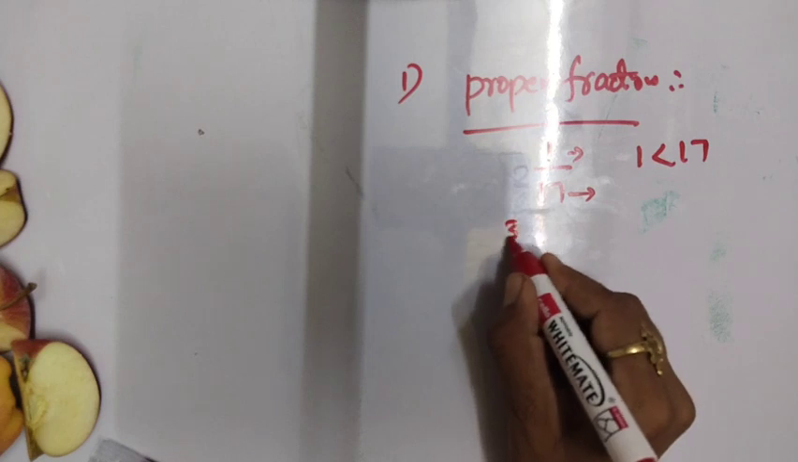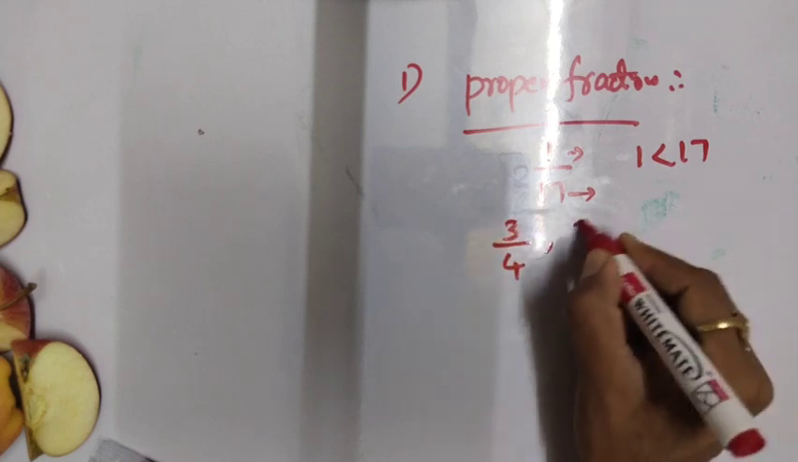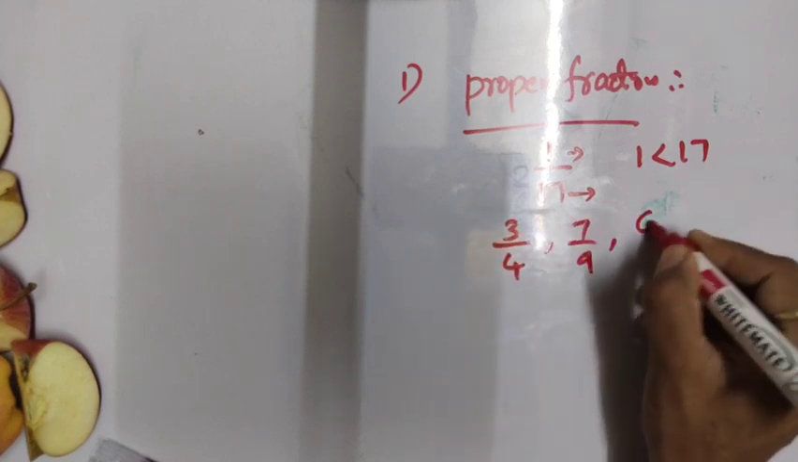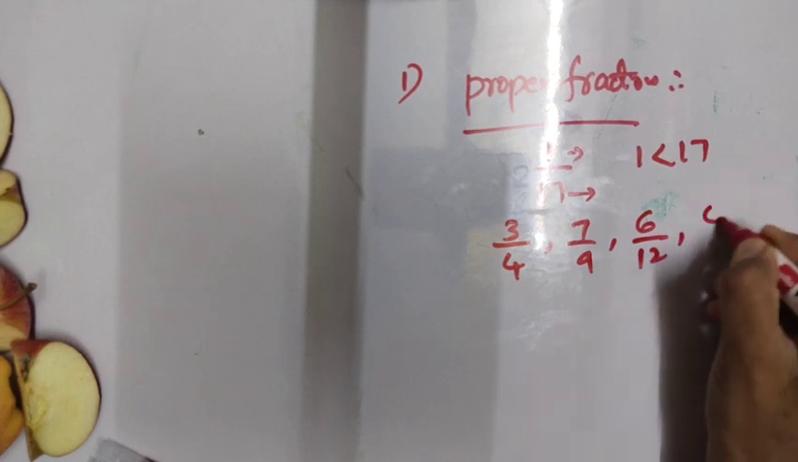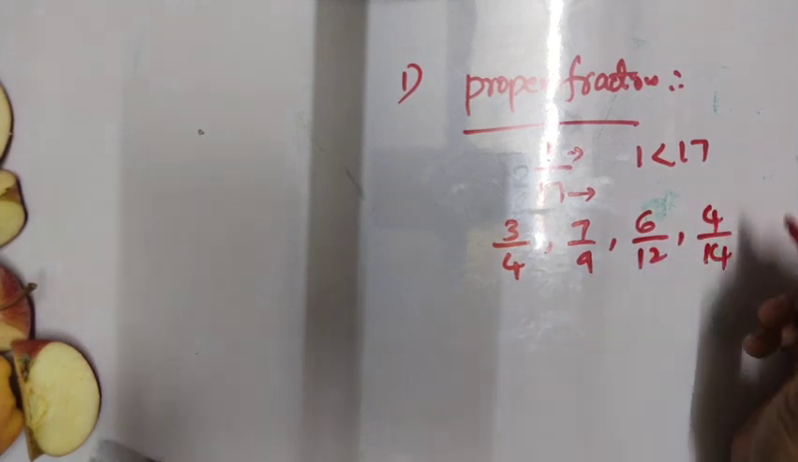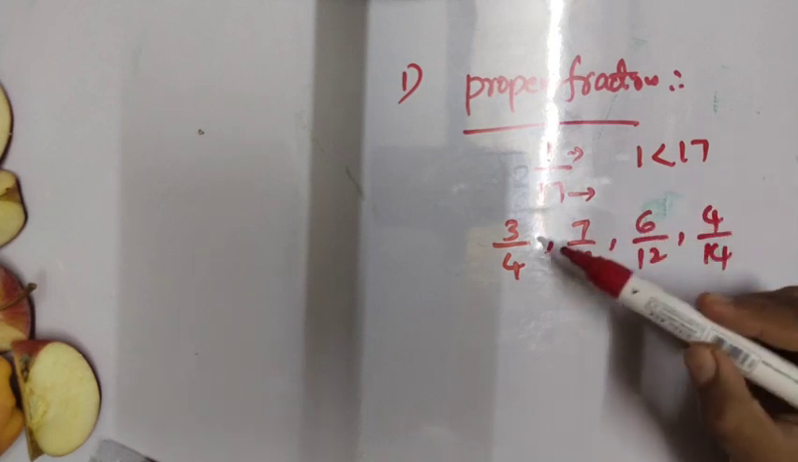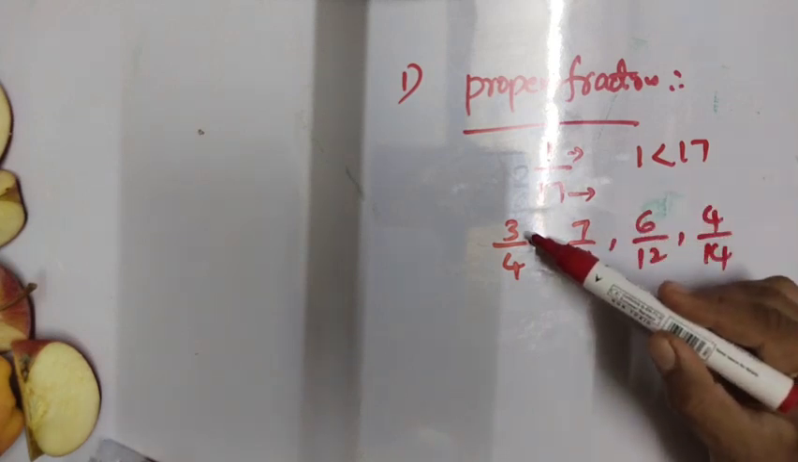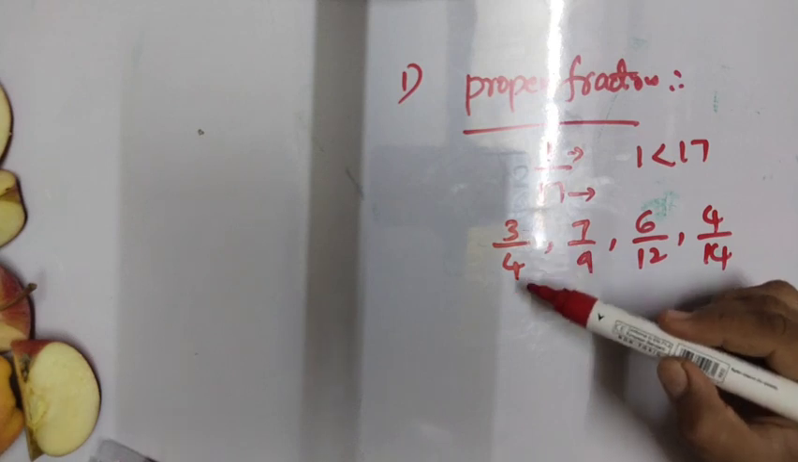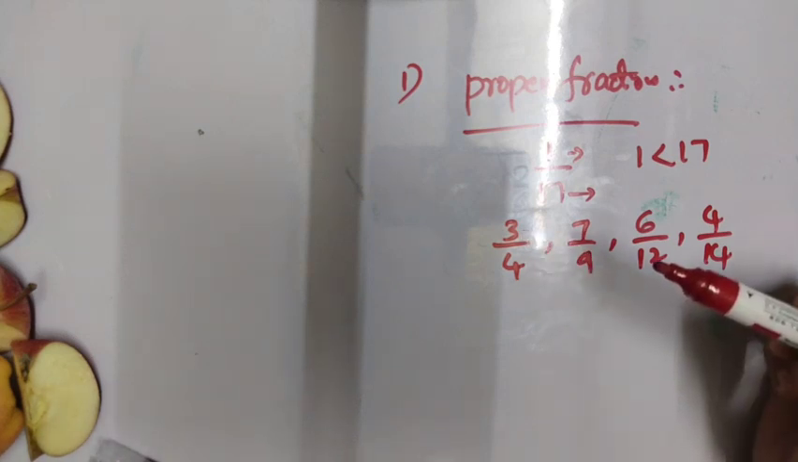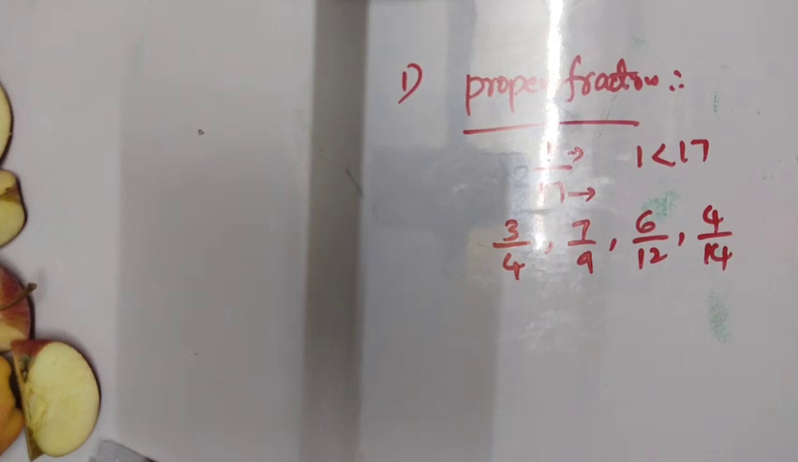Examples for proper fractions: 3 by 4, 7 by 9, 6 by 12, 4 by 14. These are all proper fractions. What is the condition for proper fractions? If the numerator is smaller than the denominator, these fractions are called proper fractions.